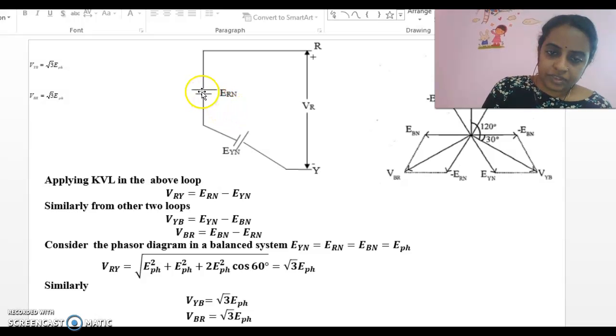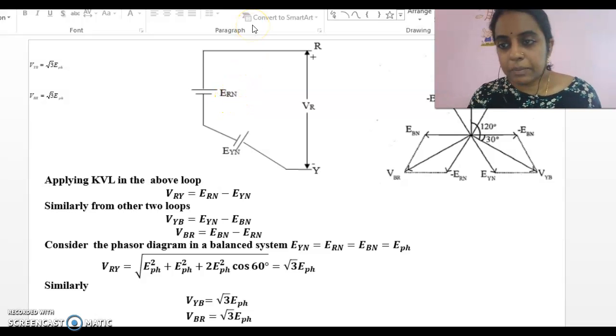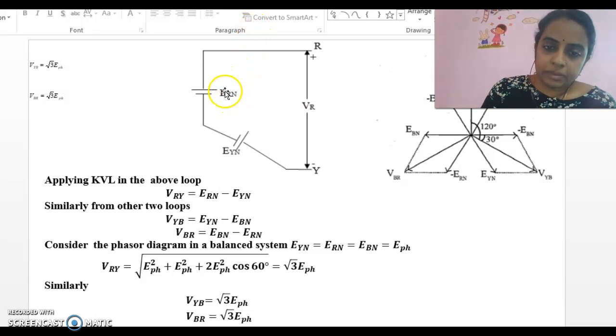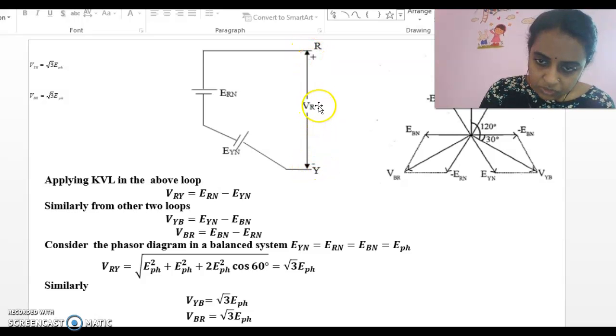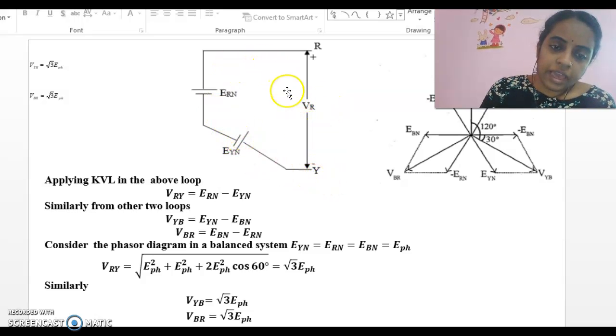Here the polarity of ERN is like this. We have already studied double subscript notation. Double subscript notation means ERN means R is positive with respect to N. EYN means Y is positive with respect to N. So Y is positive here, N is negative. VRY means R is positive with respect to Y.